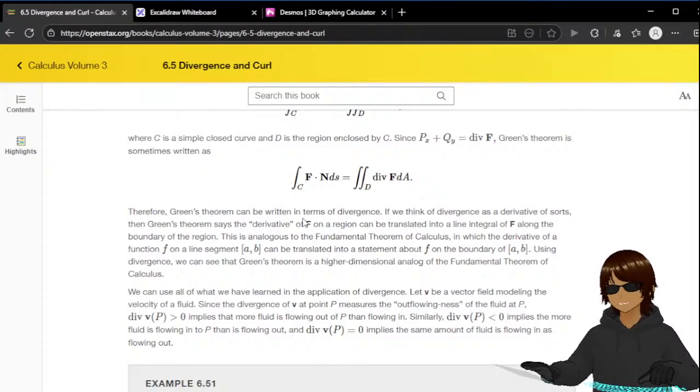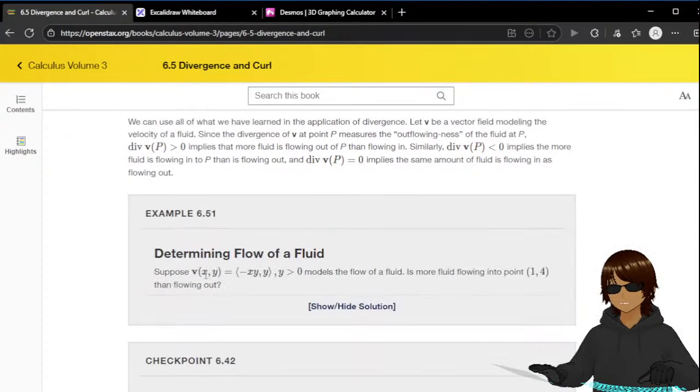Therefore, Green's theorem can be written in terms of divergence. If we think about divergence as a derivative of sorts, then Green's theorem says that the derivative of F on a region can be translated into a line integral of F along the boundary of the region. This is analogous to the fundamental theorem of calculus, in which the derivative of a function on a line segment can be translated into a statement about f on the boundary of AB. Using divergence, we can see that Green's theorem is a higher dimensional analog of the fundamental theorem of calculus.